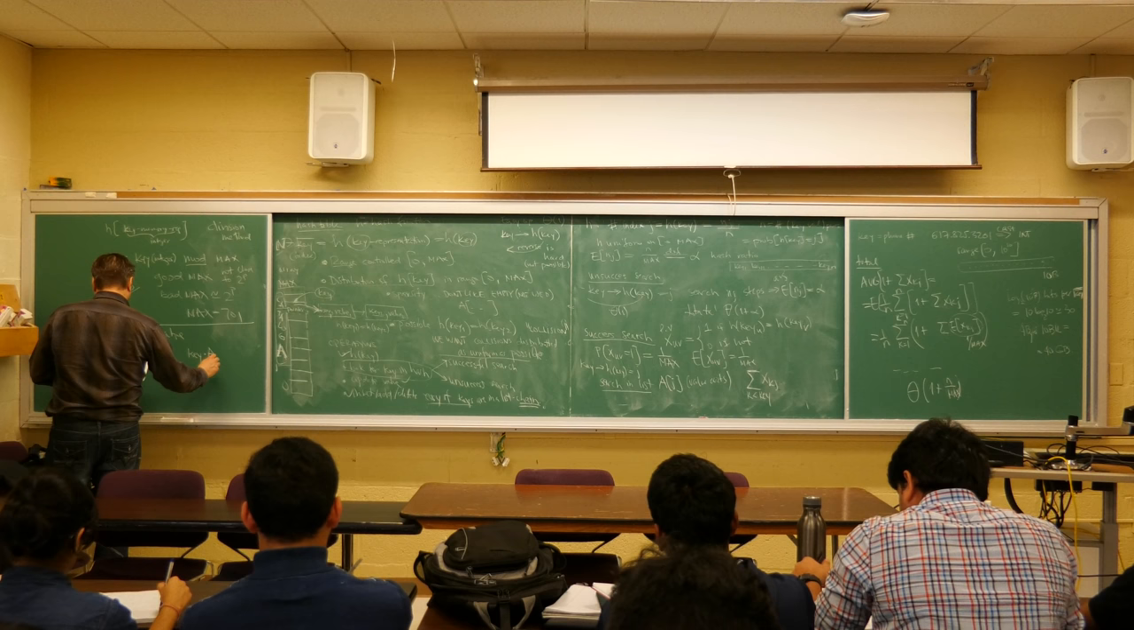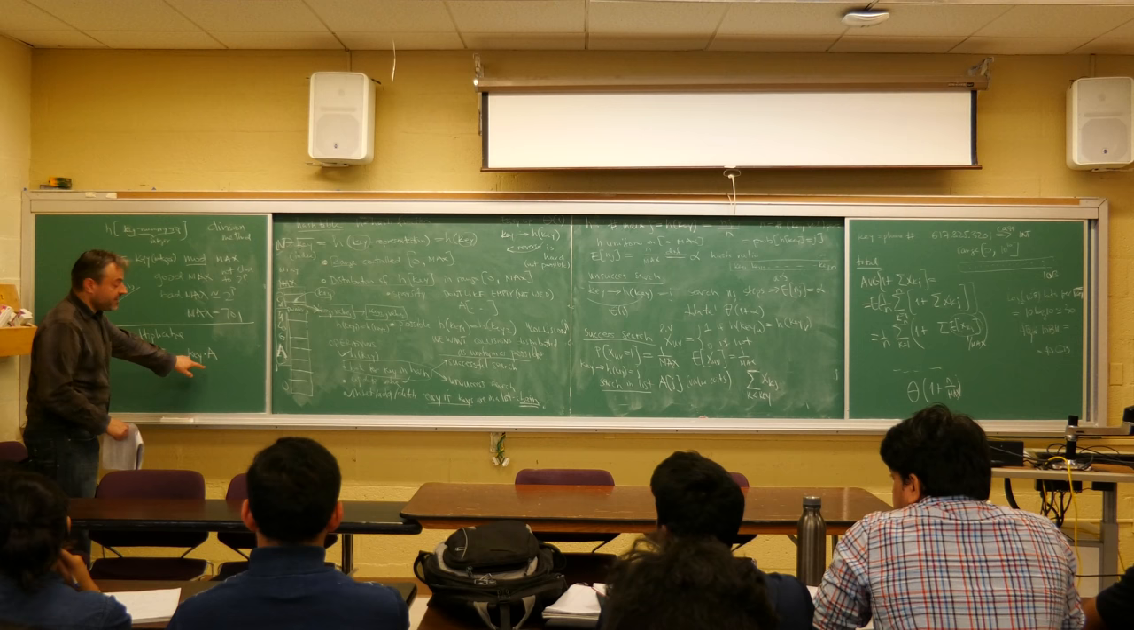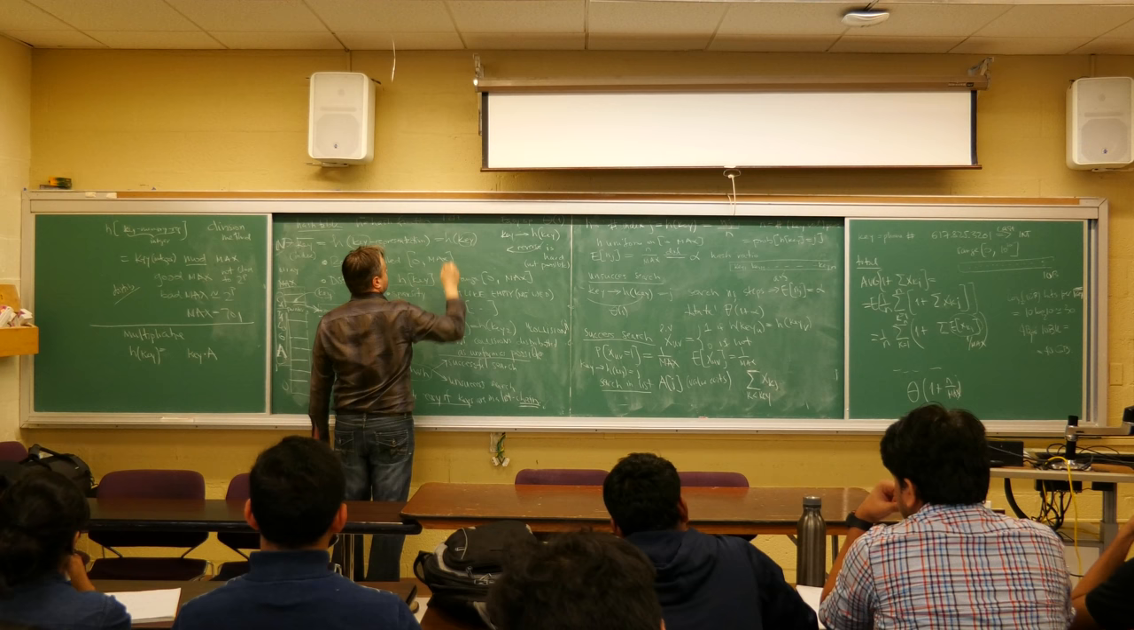This says mod 1. I don't like mod 1 as a notation. Mod 1 means take the rational part. This is a real value. How do I take the rational part? What's the rational part of 1.257?